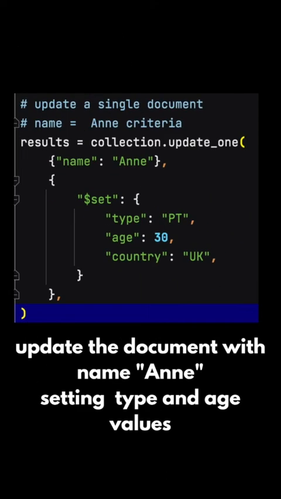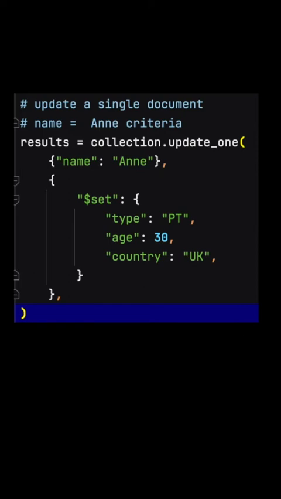To update the document, call the update_one method. Here the criteria is name equals AN, and we're using the set operator to set the type equal to PT, age equal to 30, and country equal to UK.